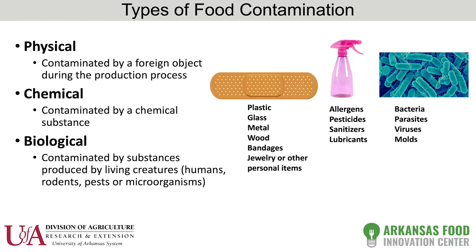Biological contamination refers to food that's contaminated by substances produced by living creatures, such as humans, rodents, pests, or microorganisms. This includes bacterial, viral, or parasitic contamination that's transferred through saliva, pest droppings, blood, or fecal matter. Bacterial contamination is thought to be the most common cause of food poisoning worldwide, and the best way to protect against it occurring is by maintaining the best food safety practices.